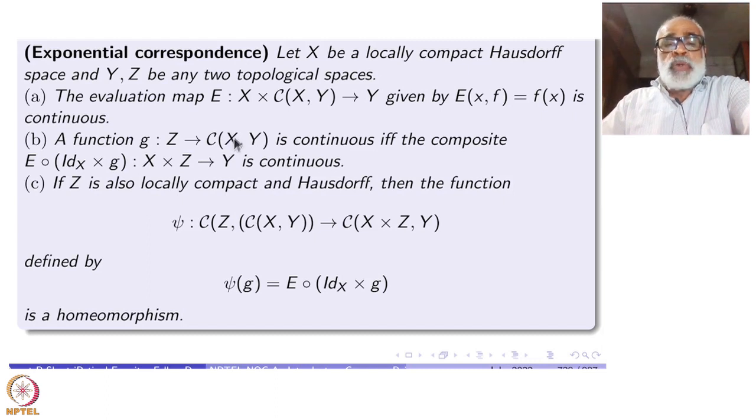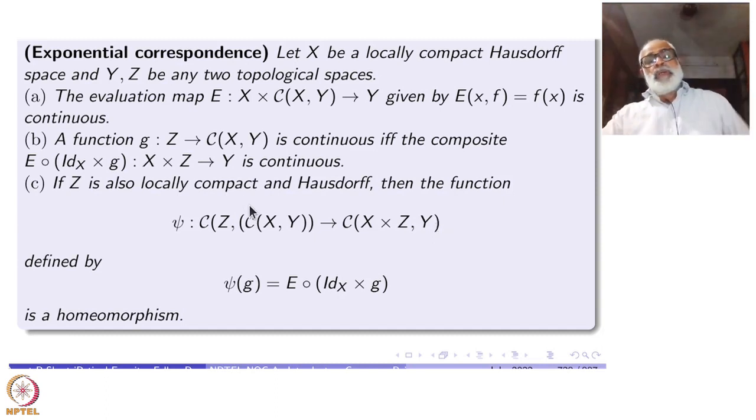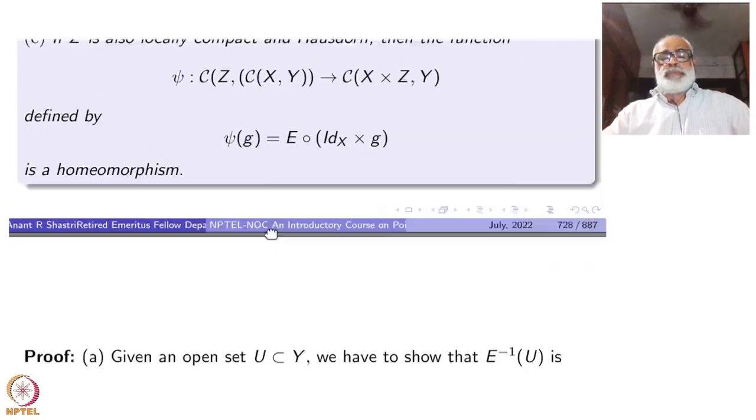Okay. So that is the case when you come here, because now you have to take C(X,Y) and then Z to C(X,Y). So I am assuming Z is also locally compact Hausdorff. Now X and Z are locally compact, the product will be locally compact Hausdorff. So there is no extra assumption on this. So still Y is a free topological space, no condition on Y. Okay, so this is easy to remember where to put the hypothesis.